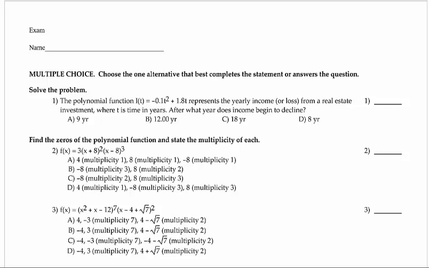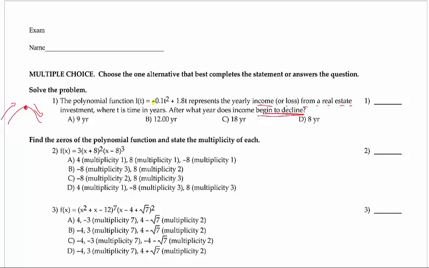Question 1, we have a polynomial function. Note that we have a negative number in the front. That means our parabola is going to open down, right? And we want to know at what year our yearly income from a real estate investment begins to decline. So that's what we want to know. Note that here's our point. Income's going up, and then after that it begins to decline. So this is the point we're looking for.